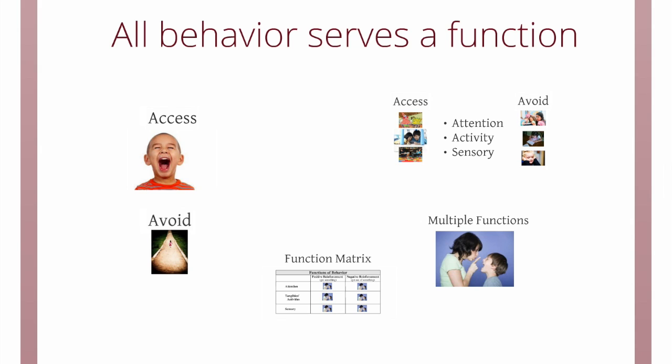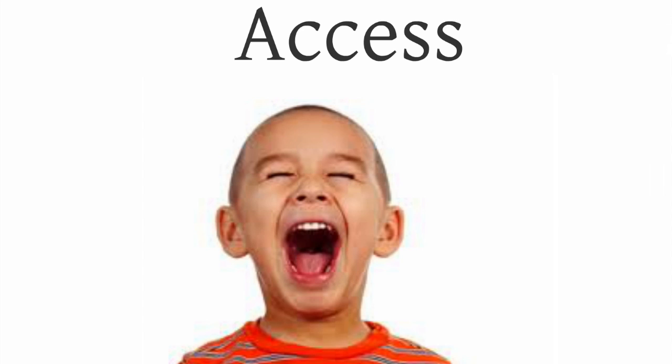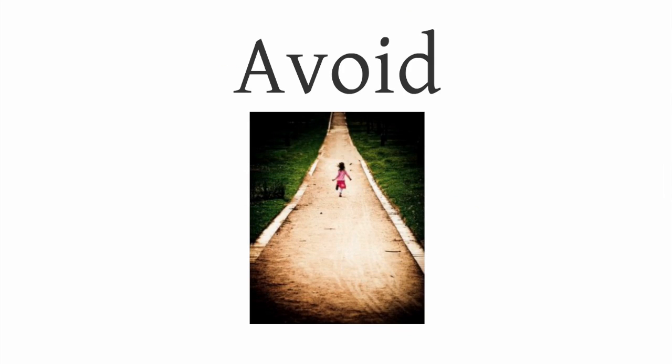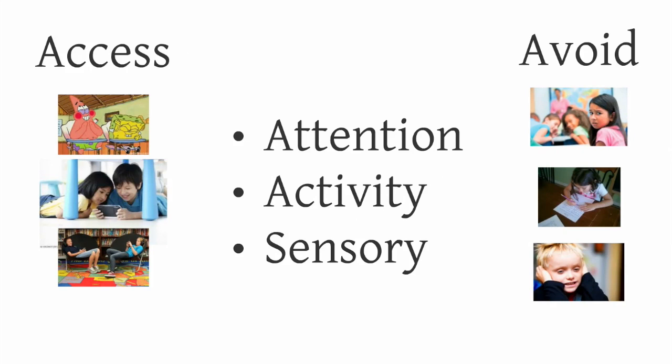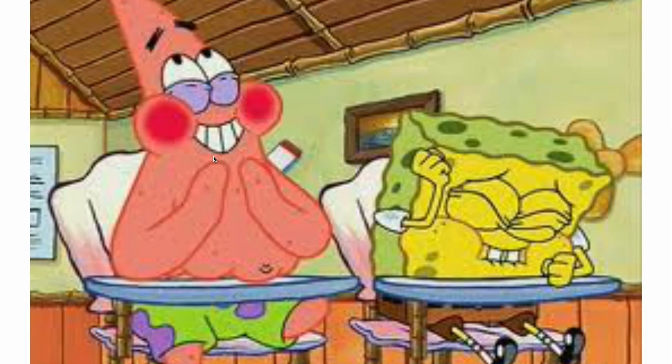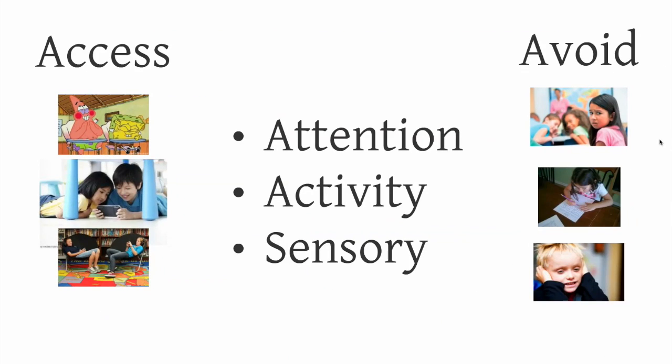There are lots of ways to conceptualize the functions of behavior, but one simple way is to consider that people are either doing something to access or to avoid or escape. And that people are trying to either access or avoid attention, activity, or sensory experiences. Could be that they're trying to access attention. Or it could be that they're trying to avoid attention.